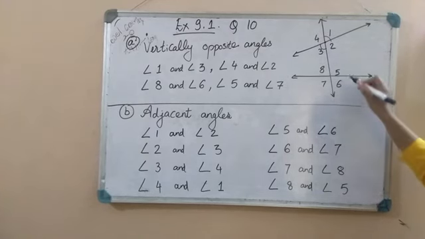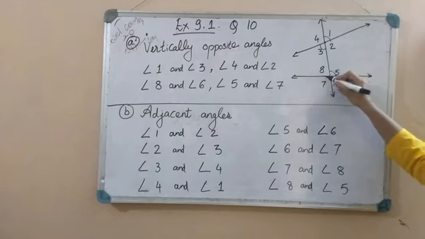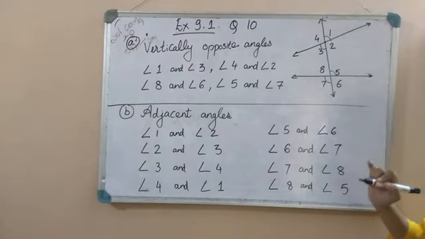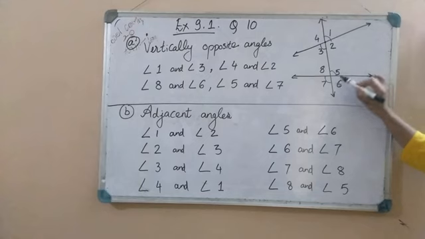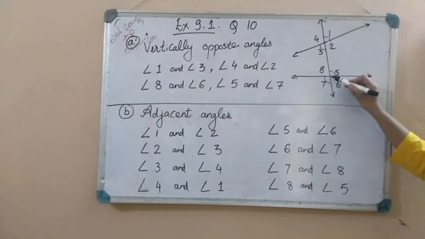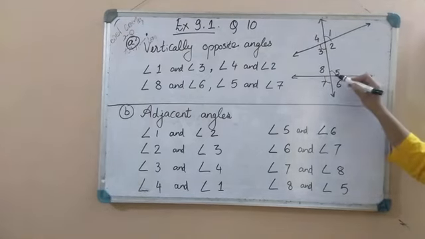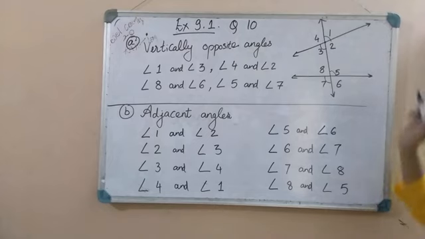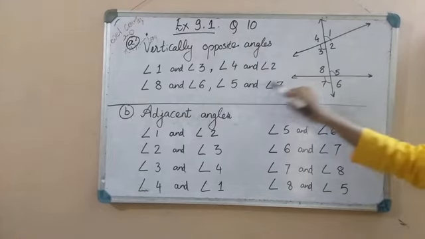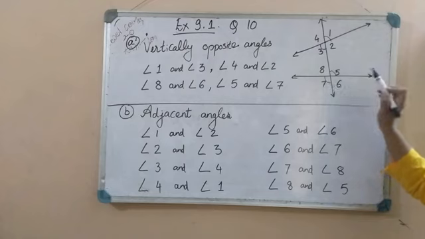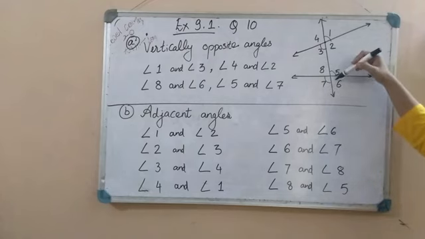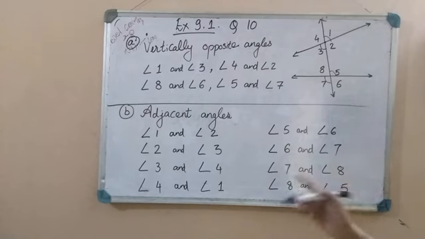Here, for angle 5, angle 7 will be the vertically opposite angle. See, nothing is common between these two angles other than the vertex. So angle 5 and angle 7 are vertically opposite angles, and angle 8 and angle 6 are vertically opposite angles.